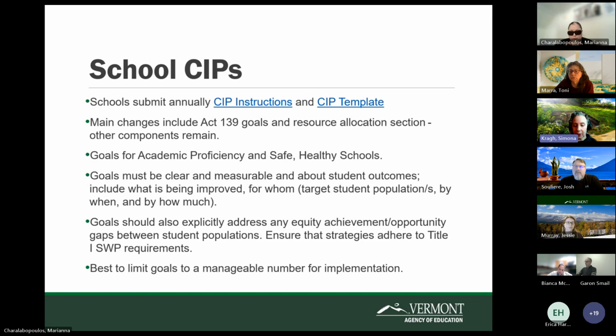Also, please ensure that strategies adhere to Title I school-wide program requirements. It is best practice to limit the CIP goals to a manageable number to implement and measure. Next slide.